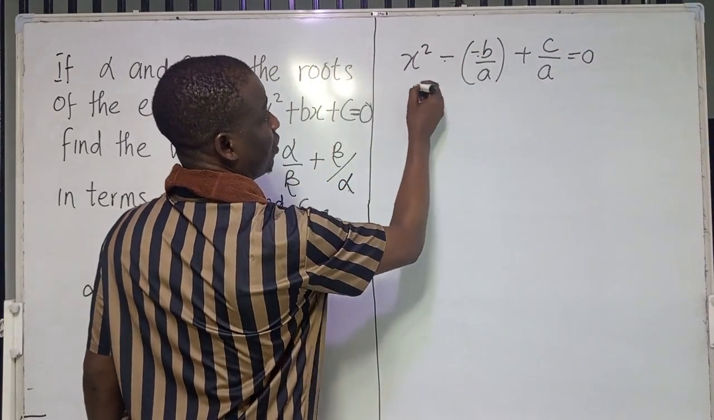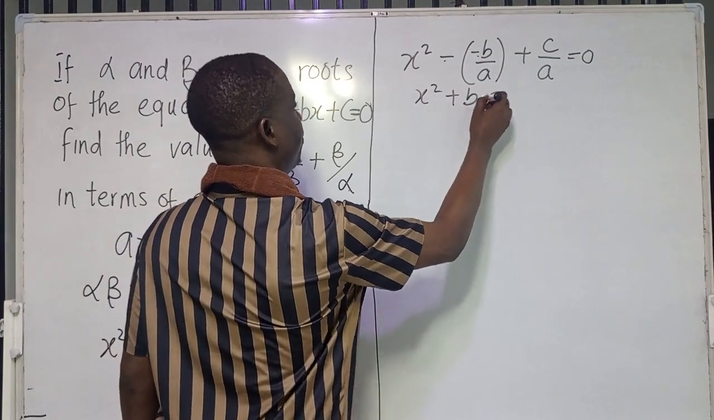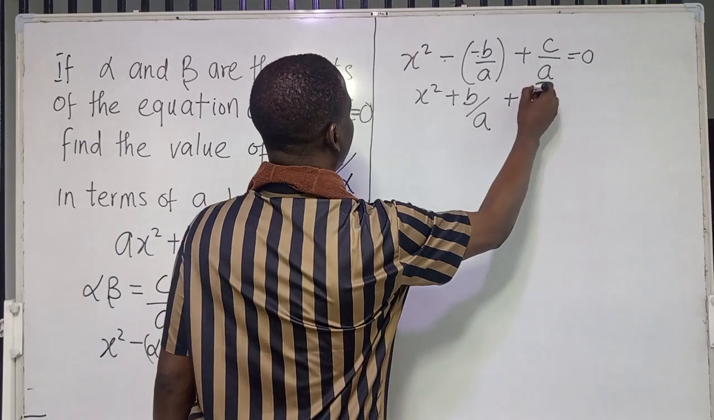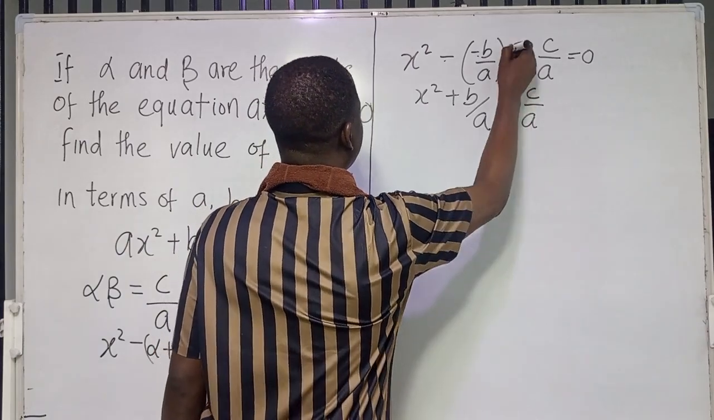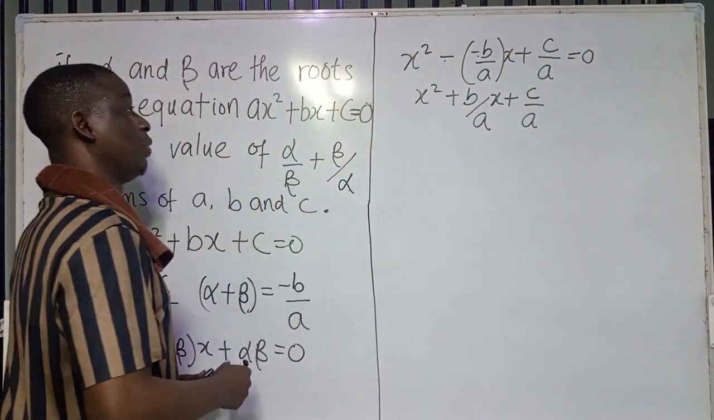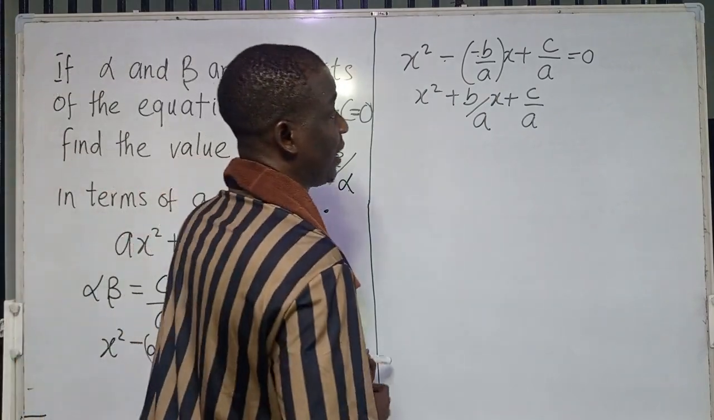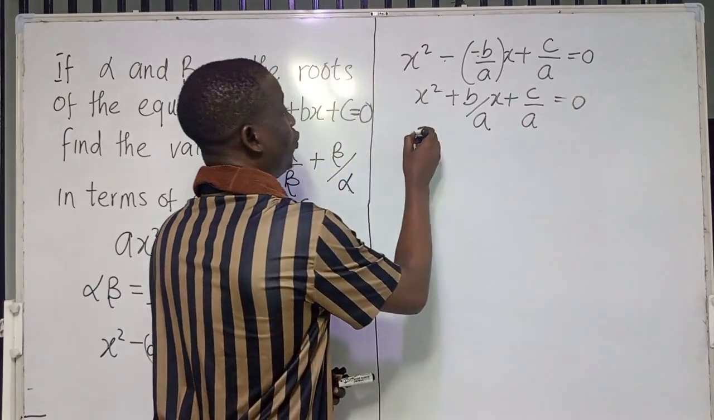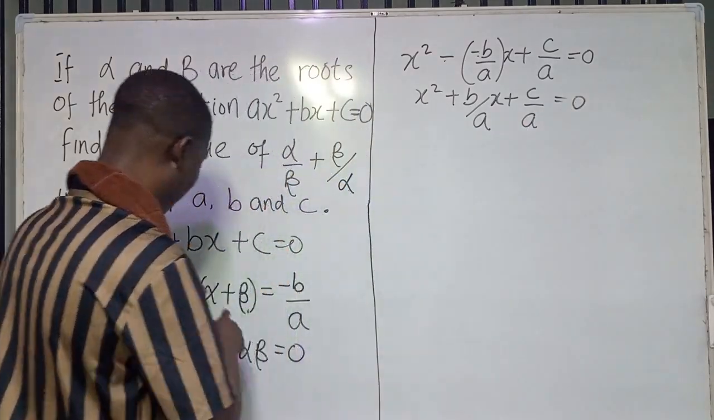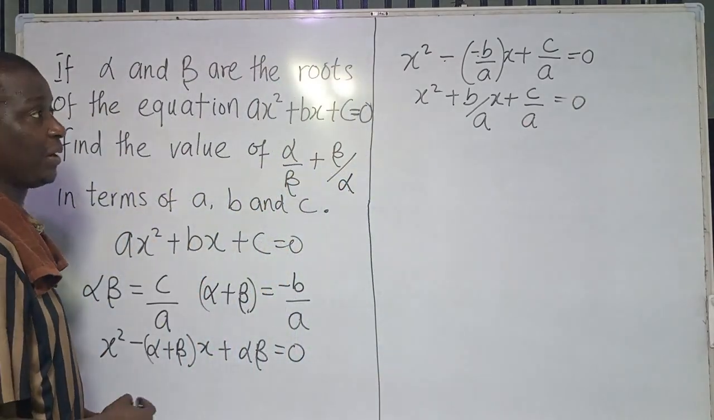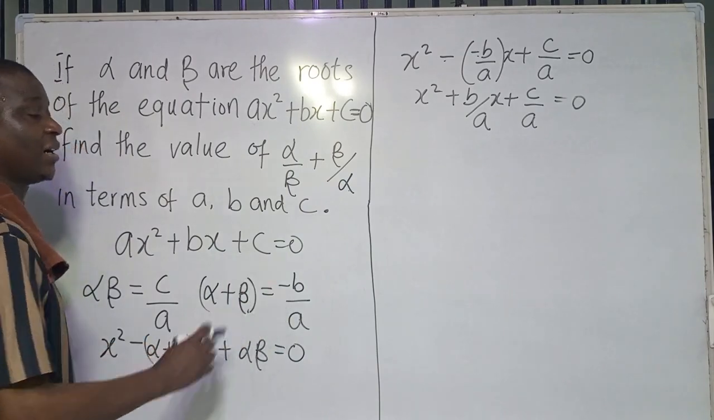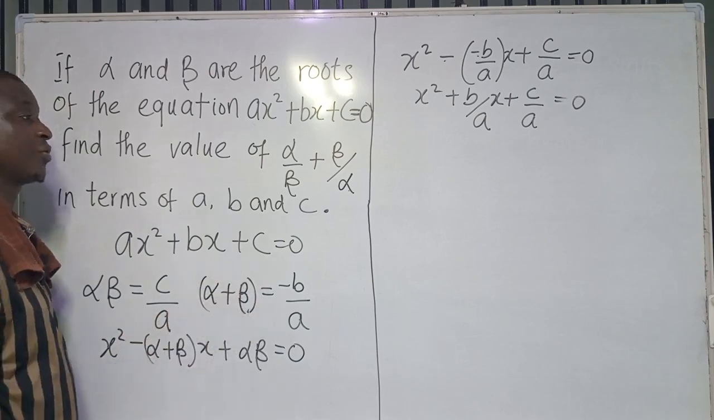Minus and minus is plus. Now we have x squared plus b over a x plus c over a. When you multiply both sides by a, you end up having the equation back. That means you are on track. That is how to know that your formula is correct.